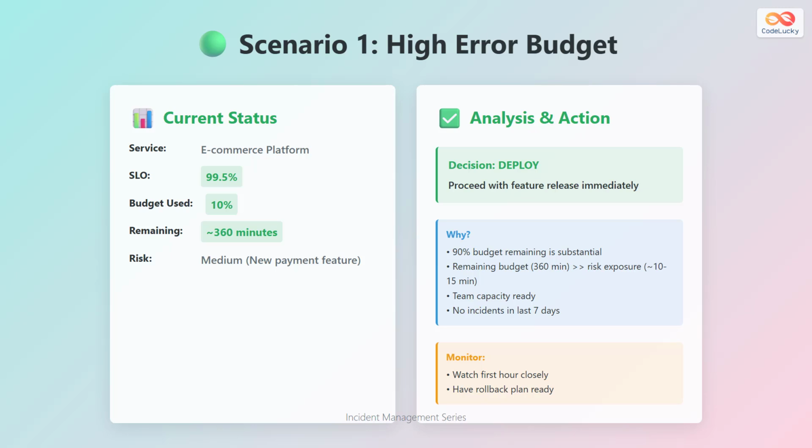Consider a real-world scenario. You're running an e-commerce platform with a 99.5% SLO. Your error budget is 90% available, leaving you with 360 minutes of allowed downtime. You want to deploy a new payment feature, classified as medium risk. Decision: deploy immediately. Why? Because your 90% remaining budget far exceeds the risk exposure of this change. You have 360 minutes available, but this change might consume only 10 to 15 minutes if something goes wrong. You have plenty of safety margin.